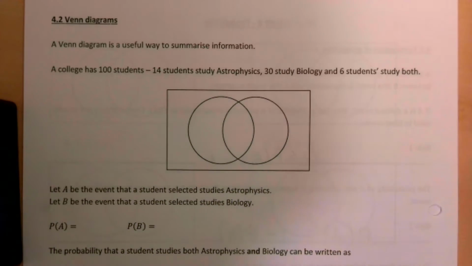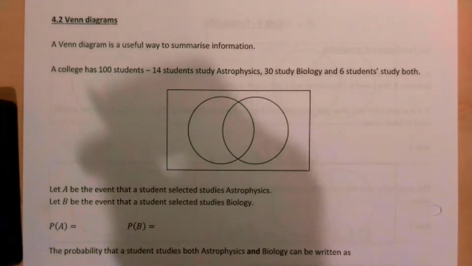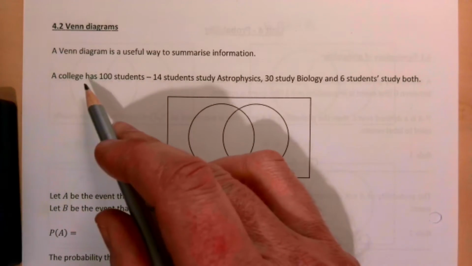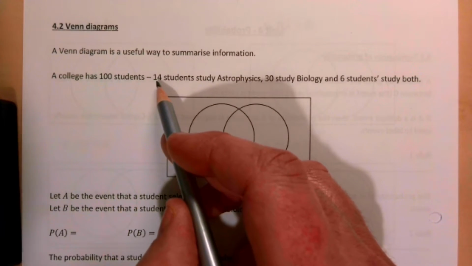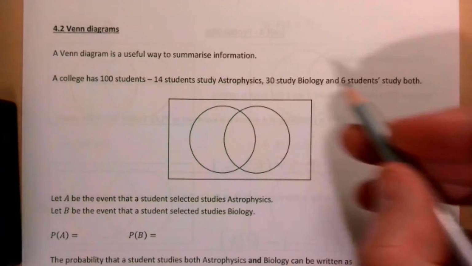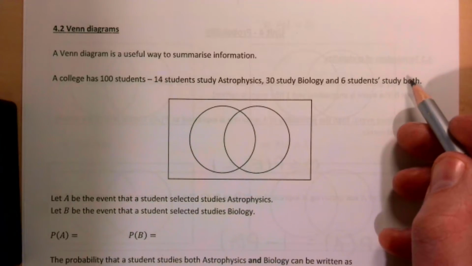This is AS Stats. We're on Unit 4, Probability, and we're just taking a look then at 4.2 Venn diagram. So a Venn diagram is a useful way to summarize information. Say, for example, a college has 100 students. 14 students study astrophysics, 30 study biology, and 6 study both.